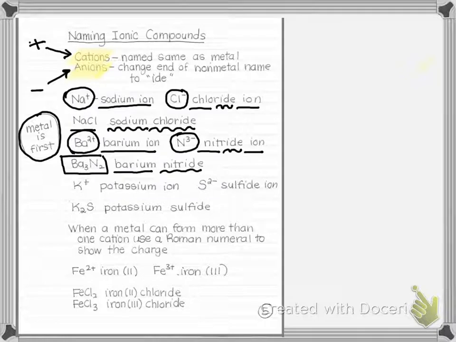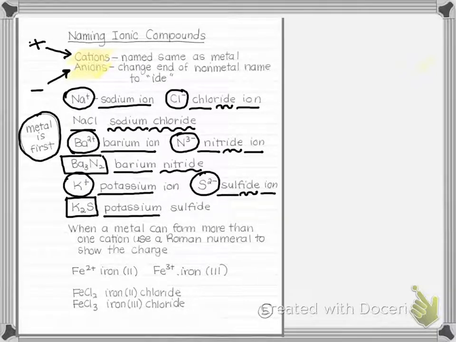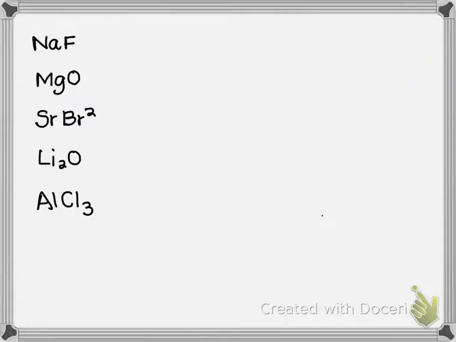Here's another example. So K is a metal, it's a cation. It goes first. We name metals the same as the metal's name, so potassium ion. Sulfur is a nonmetal. It forms an anion, so we change the ending to IDE, and we get the sulfide ion. So when we have the formula of the ionic compound, we just put those two things together, and we get potassium sulfide.